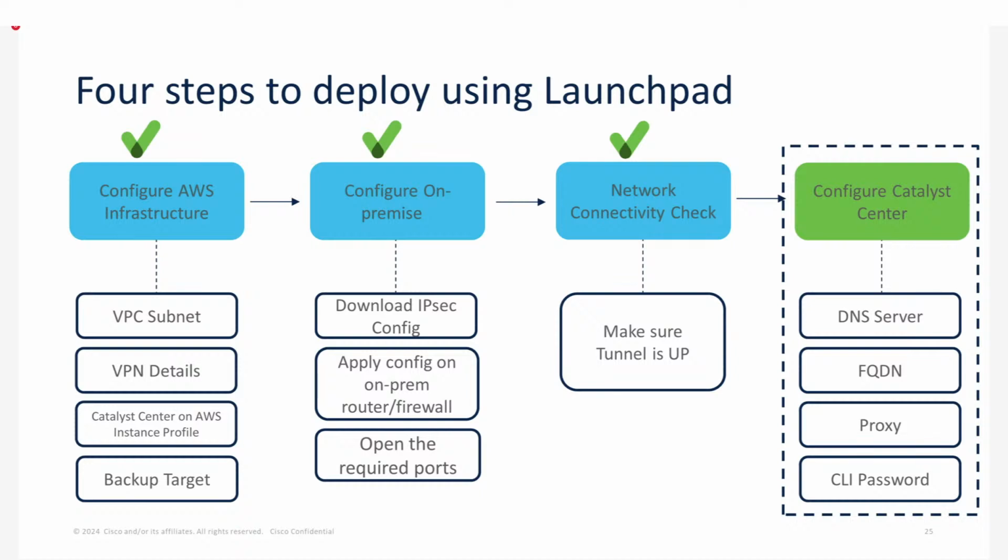Then you also need to open the required ports. Some of them will be secure shell, HTTPS, UDP ports. The complete list of which ports need to be opened you can check in the deployment guide, but all that would again be done automatically. After that, it will do the network connectivity check and make sure that the tunnel is up and running. And then you can start working on your Catalyst Center configurations and make sure to complete all the settings, like the initial settings such as DNS, FQDN, CLI password, and all that stuff.